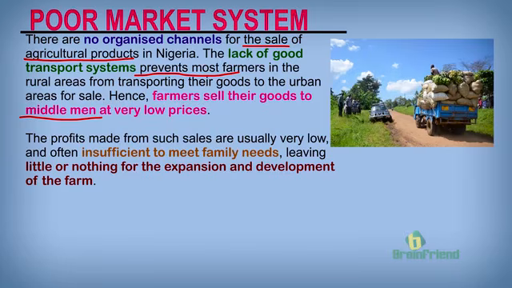And most times, farmers use such profit to take care of their family needs and to cater for their own issues, thereby leaving little or nothing for the expansion and development of the farm. And for this reason, most farmers are not able to advance and expand their farming activities.